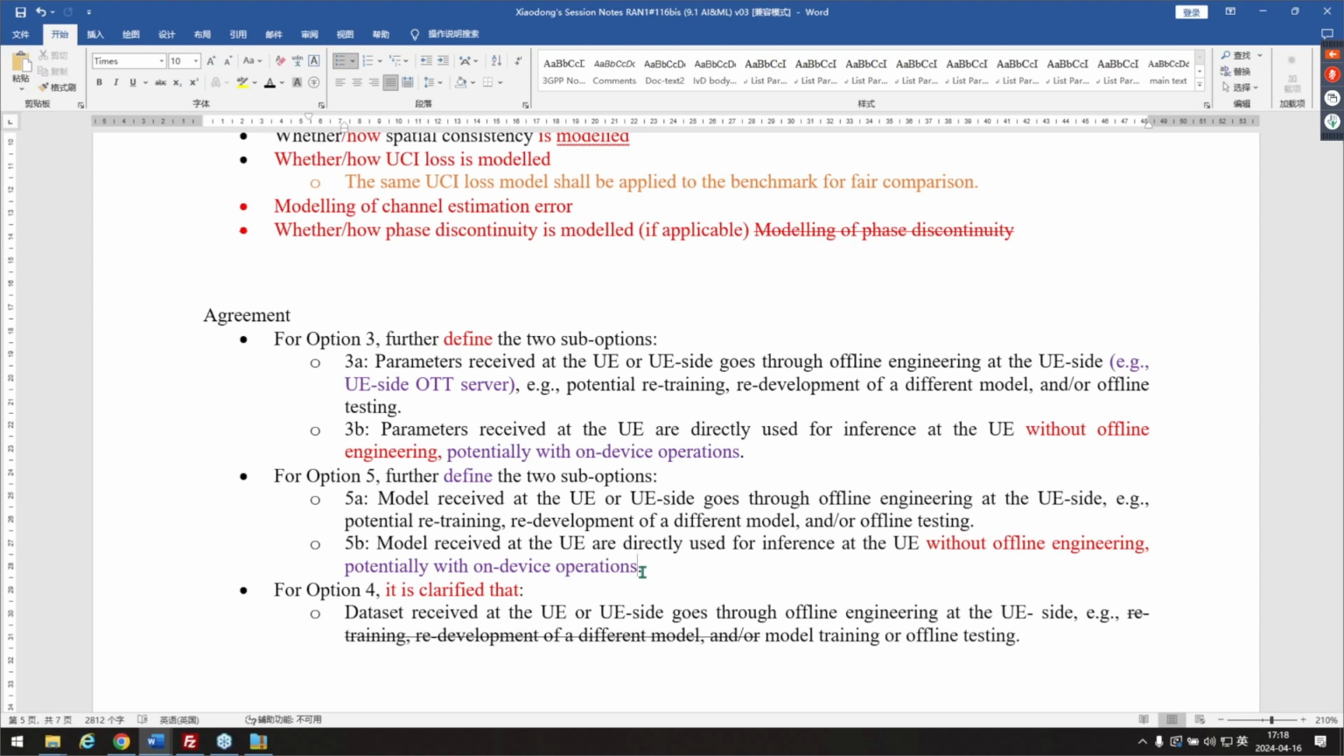Oh, yes, and then there is on 3A, e.g. UE side OTT server, so that should be copied into 5A.